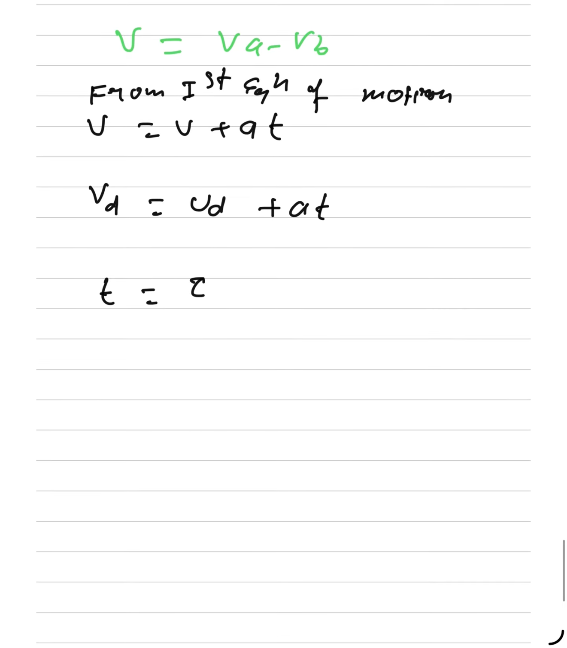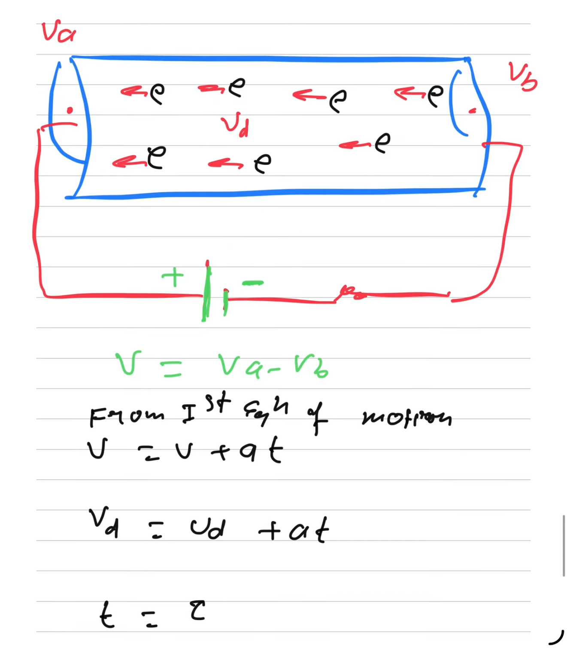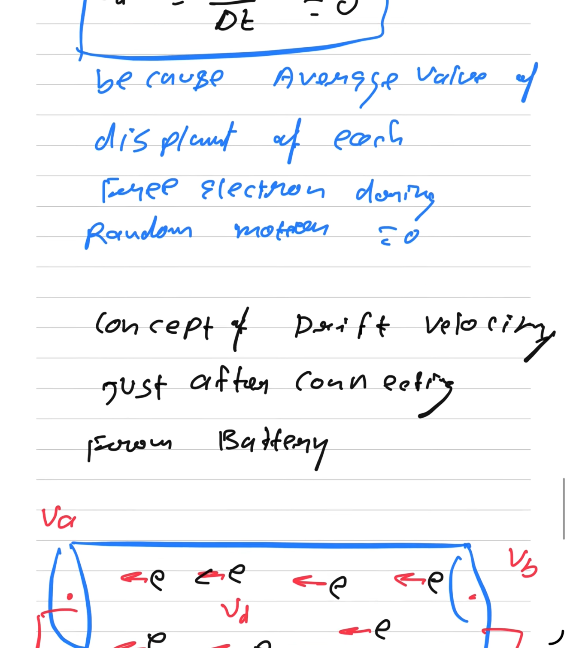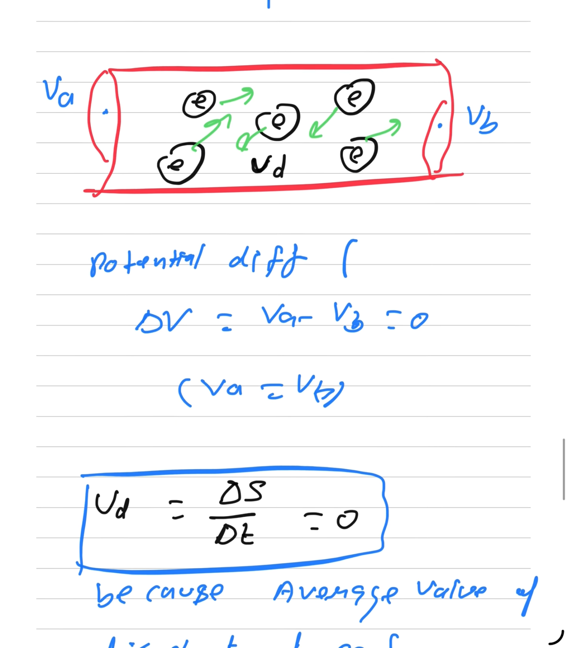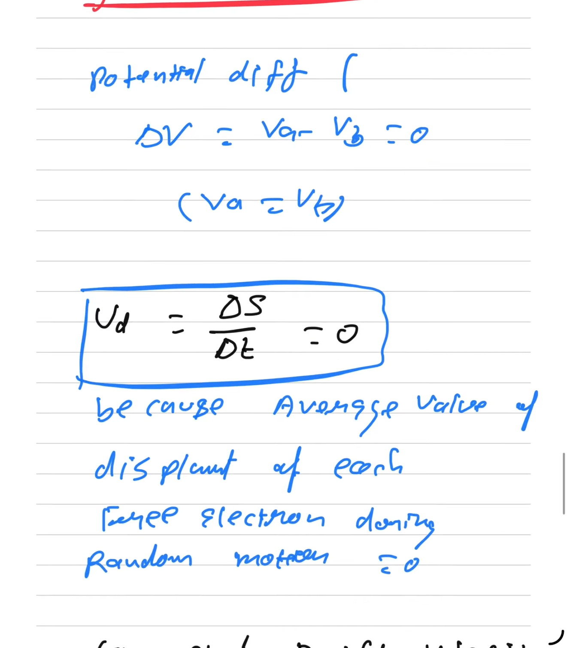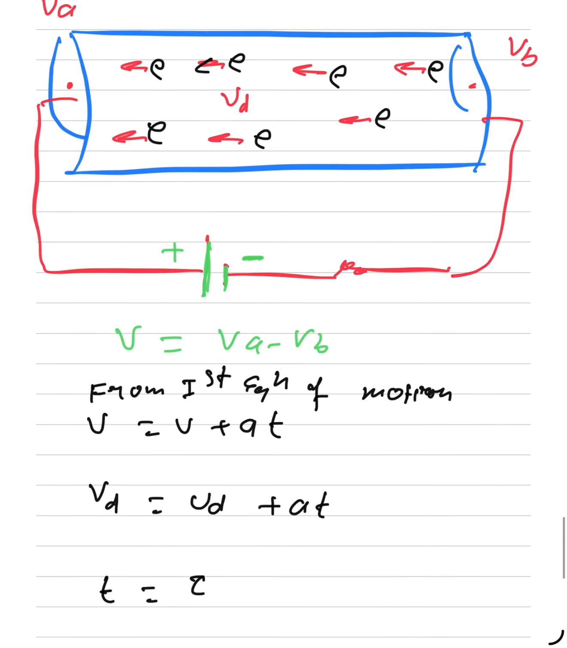What is the concept of relaxation time? Suppose an electron moves inside the conductor before connecting the battery, and each electron collides with neighboring electrons and also with the atoms. In this situation, the average value of the relaxation time represents the average time between collisions.